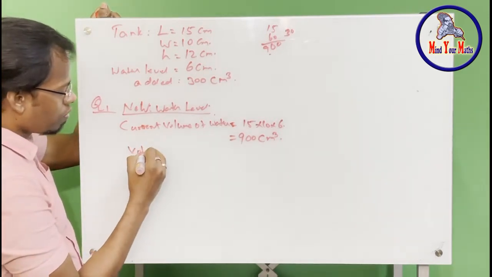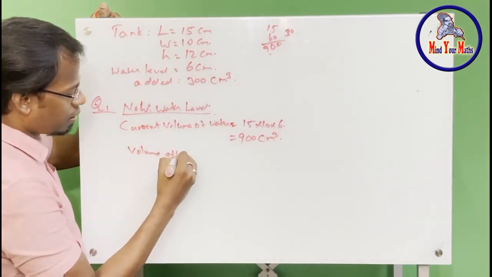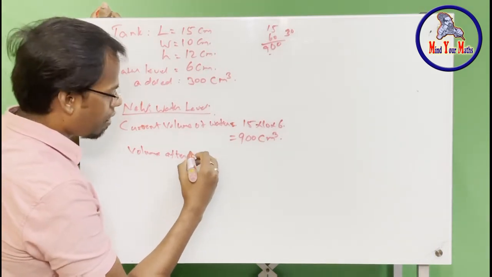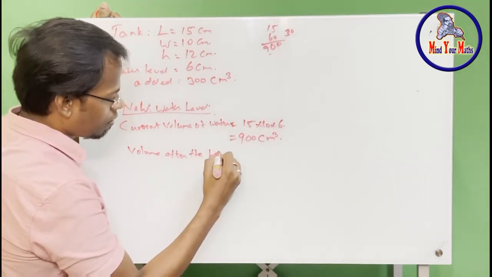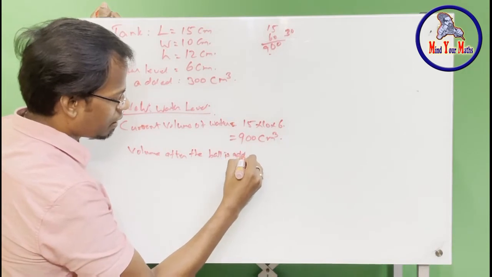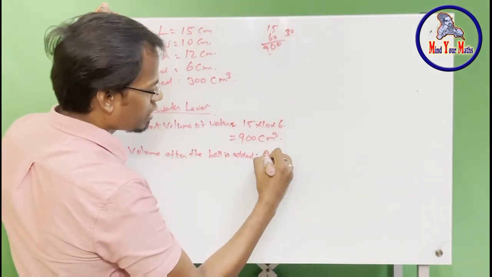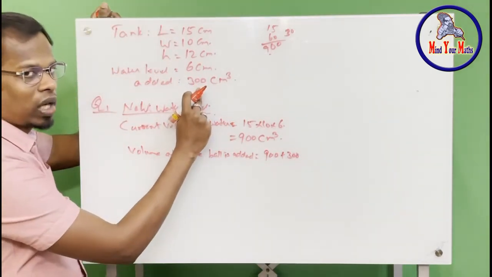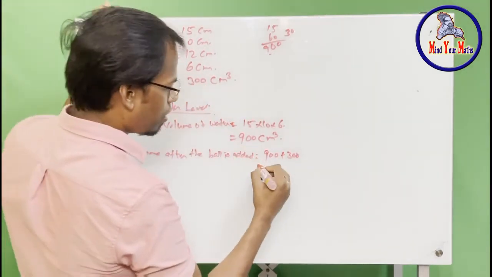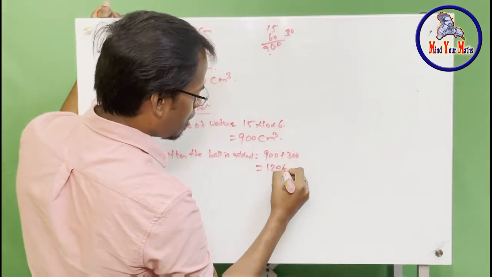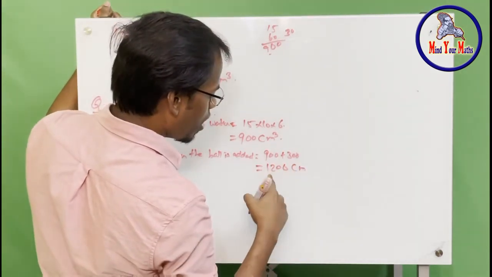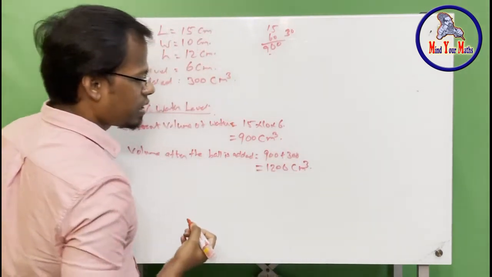So volume after the iron ball is added, right? After the ball is added equals how much? 900 plus 300, right? Because that's the volume of the iron ball. So equals 1200 cubic centimeter.